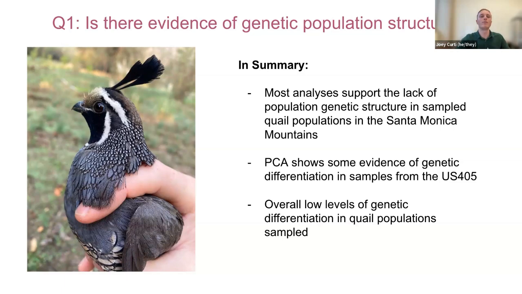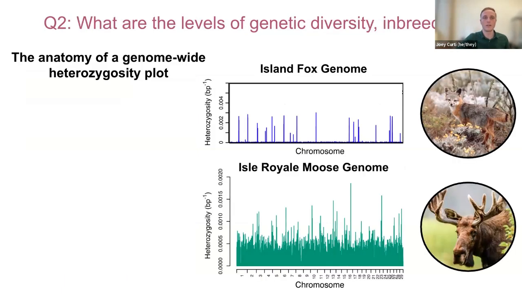So then we're going to move on now to question number 2. We want to now ask, what are the levels of genetic diversity, and is there evidence of inbreeding in these populations? Before we do that, I'm going to just walk you through what these plots are and how to read them before we talk about genetic diversity.